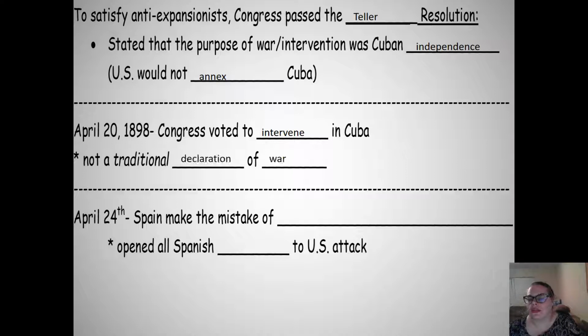Now, this is not a traditional declaration of war. Okay? We're not going in and declaring war against Spain and we're taking the side of Cuba. The way Congress worded this was America was going to go to Cuba and stop the fighting. Okay? We were going to intervene. We were going to get both sides to stop shooting at each other so we can figure out a way to end this. Okay? Not a declaration of war. The problem is Spain took it as one.